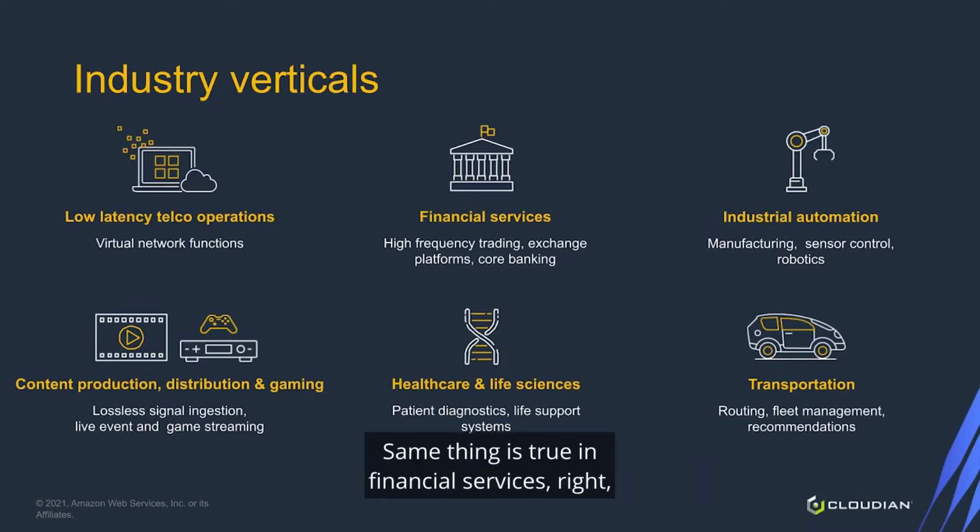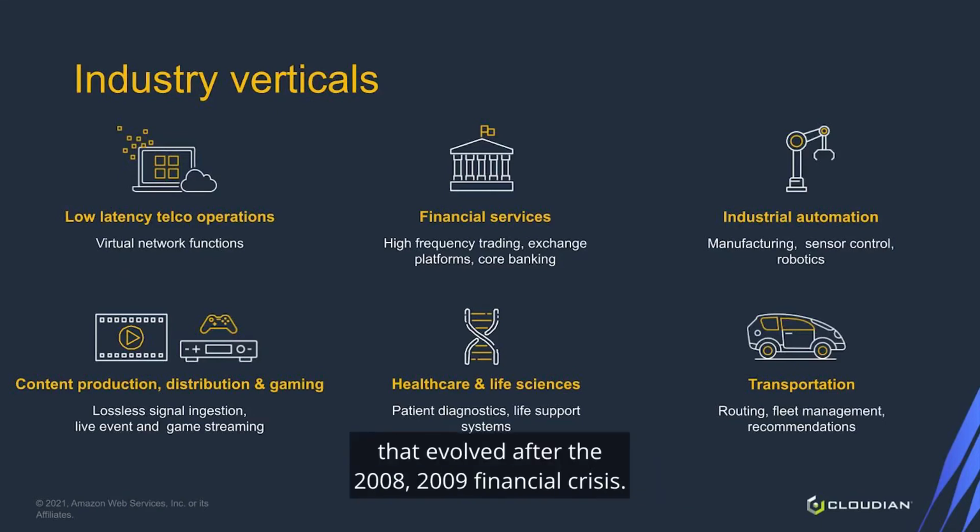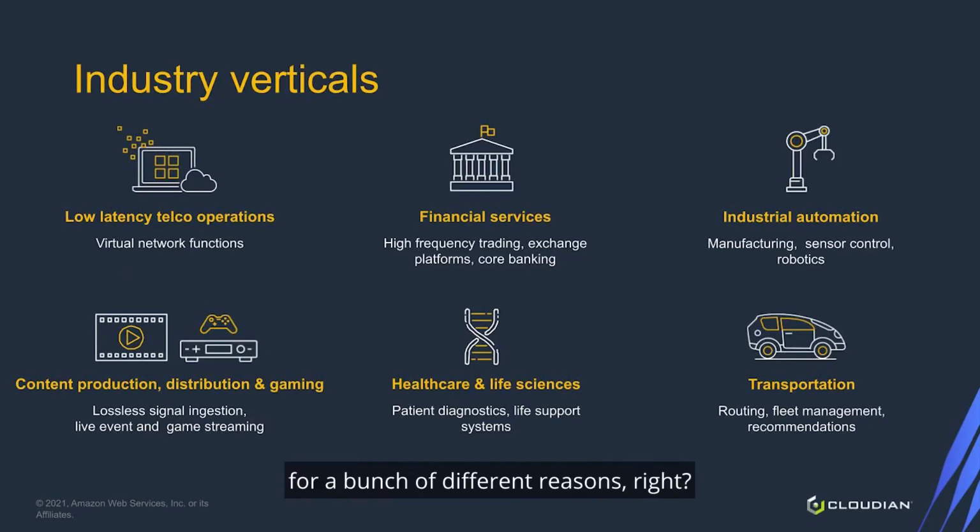Same thing is true in financial services, right? Where you have these huge risk analysis grids, or there's this new regulation called, if I remember correctly, FRTB, Fundamental Review of Trading Books, which is another form of risk analysis that evolved after the 2008-2009 financial crisis. People are looking for how they can do this highly scalable analysis with 50,000, 100,000 cores and spin it up and down. And they're doing some of it in the cloud, right, in our regions, but some of it on-prem for a bunch of different reasons, right?